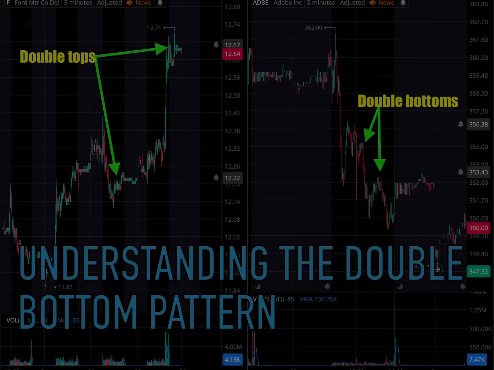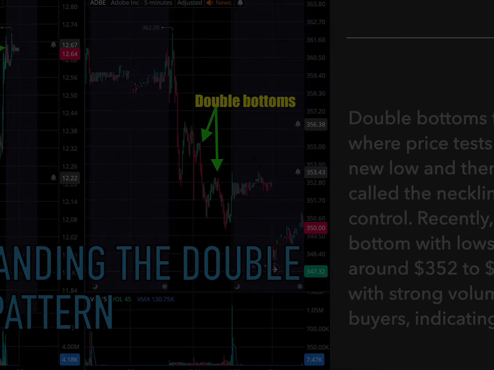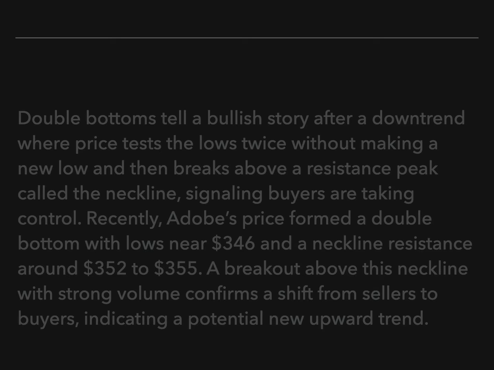Understanding the double bottom pattern. Double bottoms tell you a bullish story after a downtrend, where the price tests the lows twice without making a new low and then breaks above the resistance peak called the neckline, signaling buyers are taking control. Recently, Adobe's price formed a double bottom with lows near 346 and a neckline resistance around 352 to 355. A break above this neckline with strong volume confirms a shift from sellers to buyers, indicating a potential new uptrend.